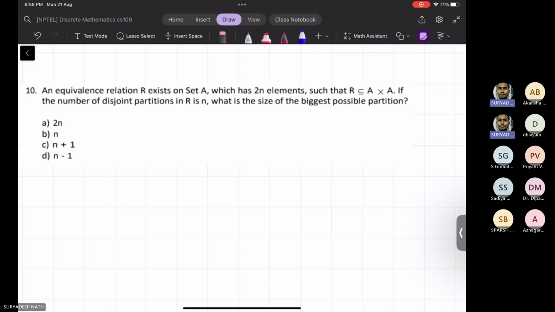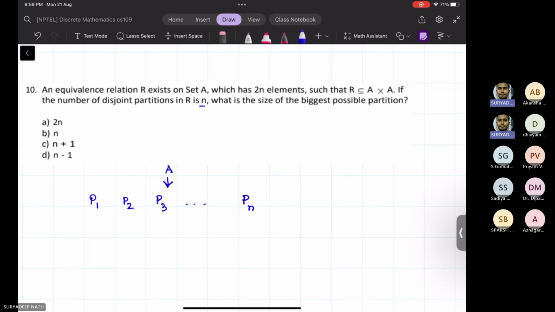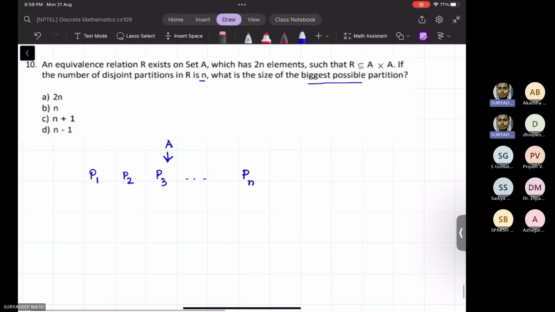So you have this set A. There is an equivalence relationship defined on A. Therefore, it has been fragmented into disjoint partitions. We'll call them P1, P2, P3 up to Pn, so n is the number of disjoint partitions. They are asking what is the size of the biggest possible partition. So what do you think about this?